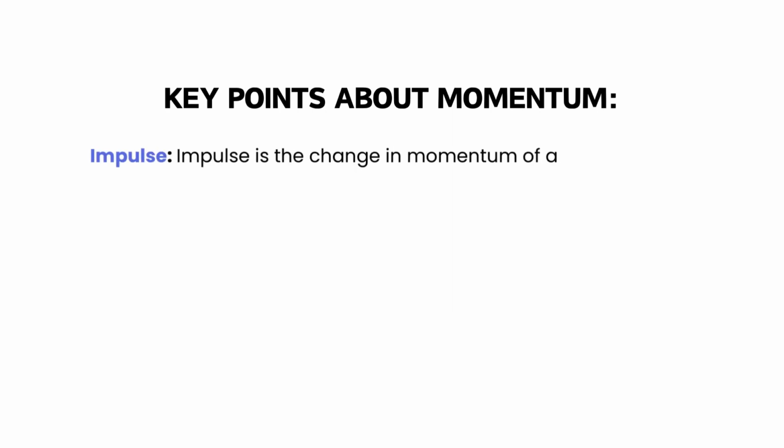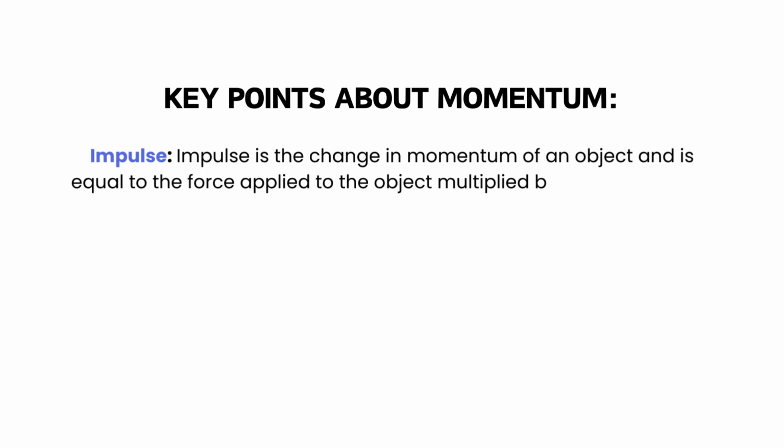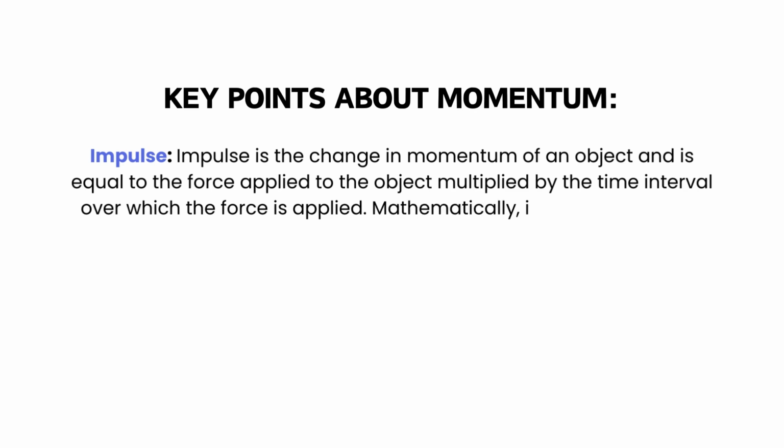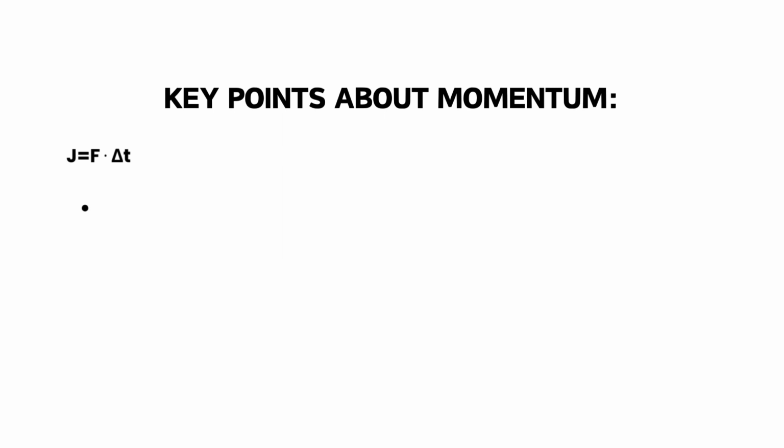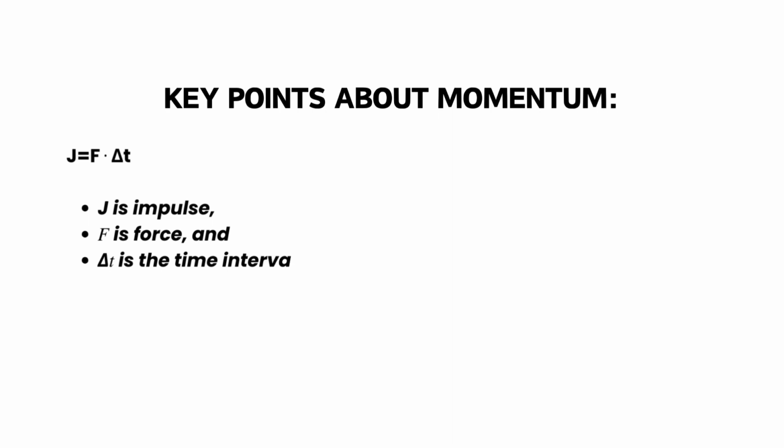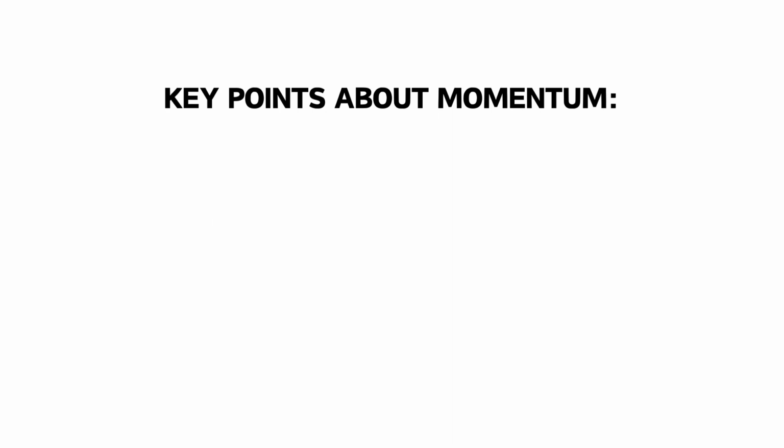Impulse is the change in momentum of an object and is equal to the force applied to the object multiplied by the time interval over which the force is applied. Mathematically, impulse J is given by J equals F times delta t, where J is impulse, F is force, and delta t stands for the time interval.